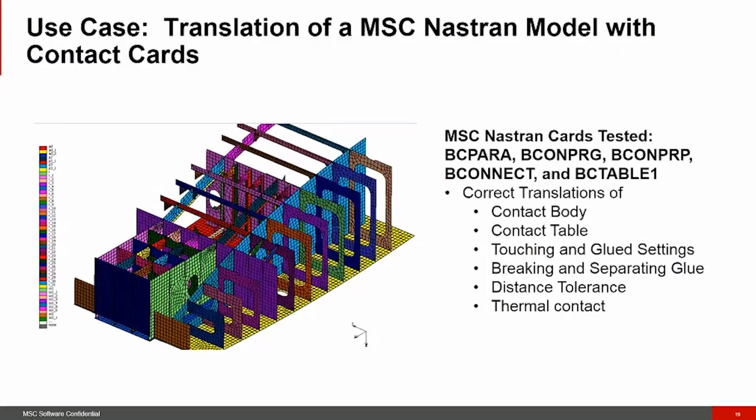On the next slide, we can see an example. It's the same contact model that I showed you previously. We chose this because we wanted to show you how the contact definitions that were used in MSC Nastran can be translated into Marc. Some of the Nastran cards, such as BCPARA, BCONPRG or BCTABLE for contact definition, have been translated. So all the contact bodies, contact tables, touching and glued settings, breaking glue or separating glue, all of these have been successfully translated from MSC Nastran to Marc.